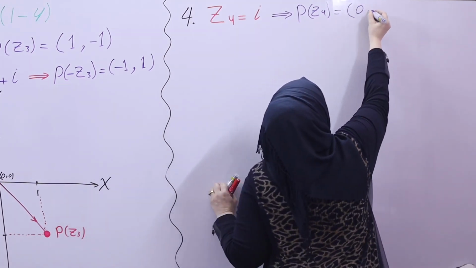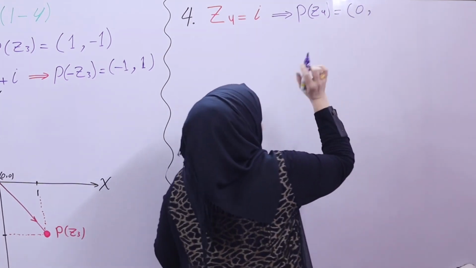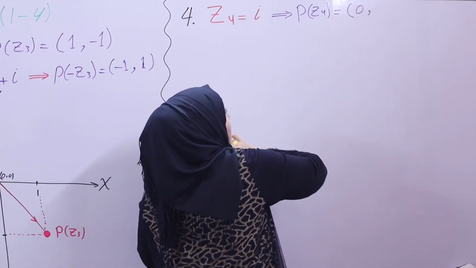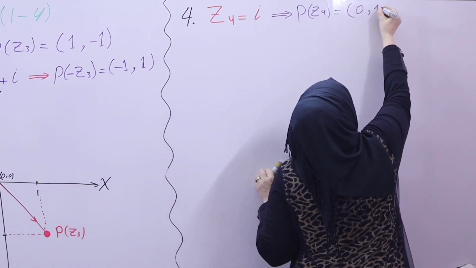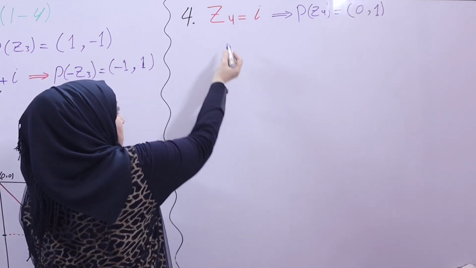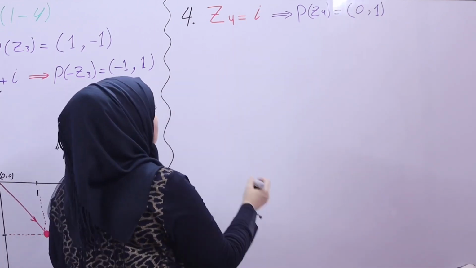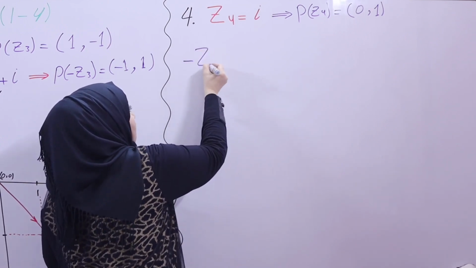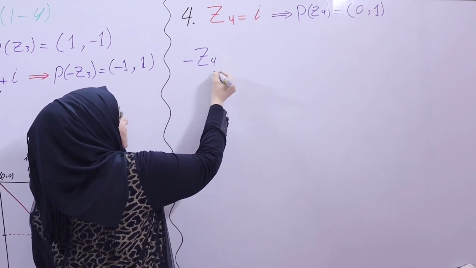And the imaginary part will be the y coordinate. What is the imaginary part? The imaginary part equals positive 1. This is the point which represents the complex number Z4. And now we want to find the additive inverse of Z4.